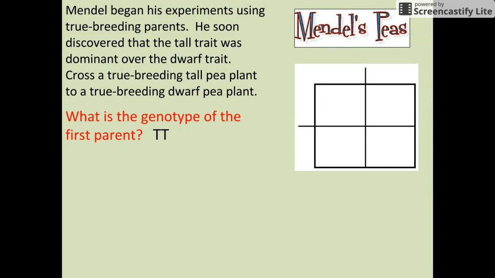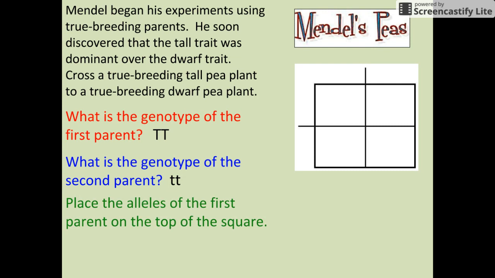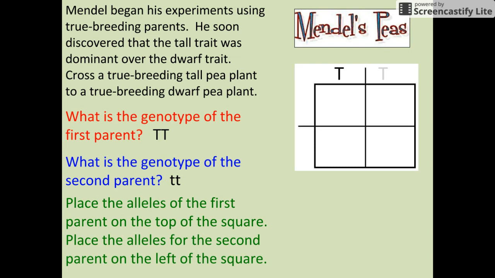What is the genotype of the second parent? To be a true breeding dwarf pea plant, even to just show up and be a dwarf plant, it has to have both little t's, because it's the only way you'll see a recessive trait, right? So that's homozygous recessive. So first you place the alleles of the first parent on the top of the square, just like so. And then you take the alleles of the second parent to the side.